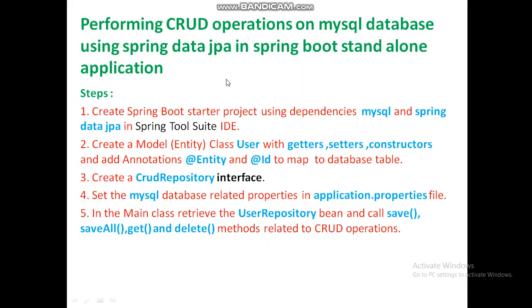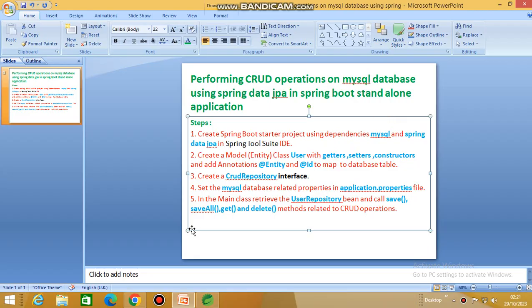Hello viewers, in this video let us see how to perform CRUD operations on a MySQL database using Spring Data JPA in a Spring Boot standalone application. So the first step is to open the Spring Tool Suite IDE and create a Spring Boot starter project and add the dependencies MySQL and Spring Data JPA. So add the two dependencies MySQL and Spring Data JPA. So let us perform the first step.